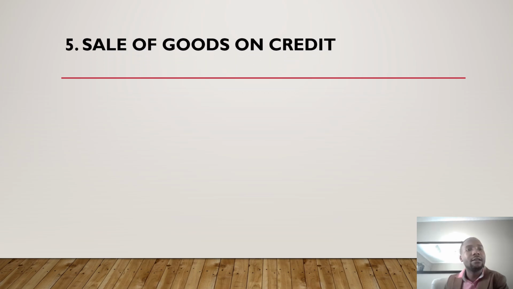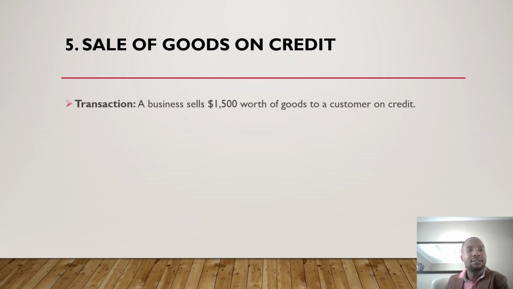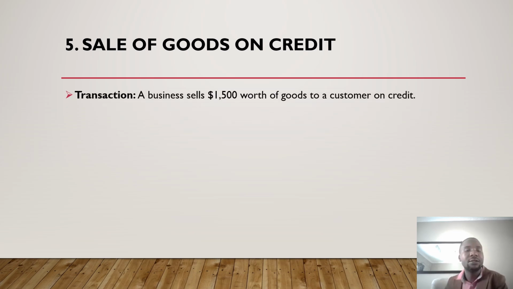Okay. Example number 5, sale of goods on credit. Previously we sold on cash. Now this time we're selling on credit. So supposing a business sells 1,500 worth of goods to a customer on credit.